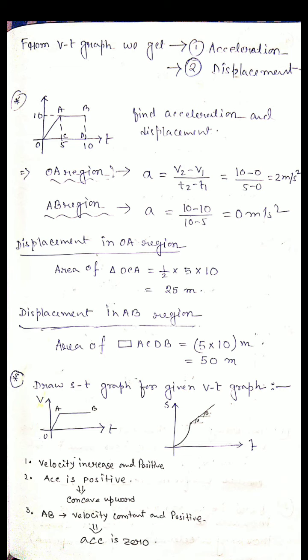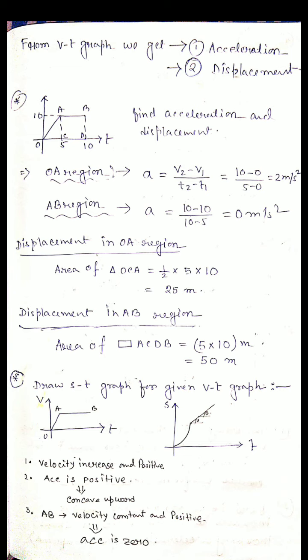Now here I also consider one example. We find out the acceleration and displacement. So in the OA region, the acceleration is v2 minus v1 by t2 minus t1, that is 10 minus 0 by 5 minus 0, that is 2 meter per second square. And in the AB region, you see that the slope theta is 0, so acceleration is 0. Or you can put the values of v2 minus v1, that is 10 minus 10 divided by 10 minus 5, and we also get 0.